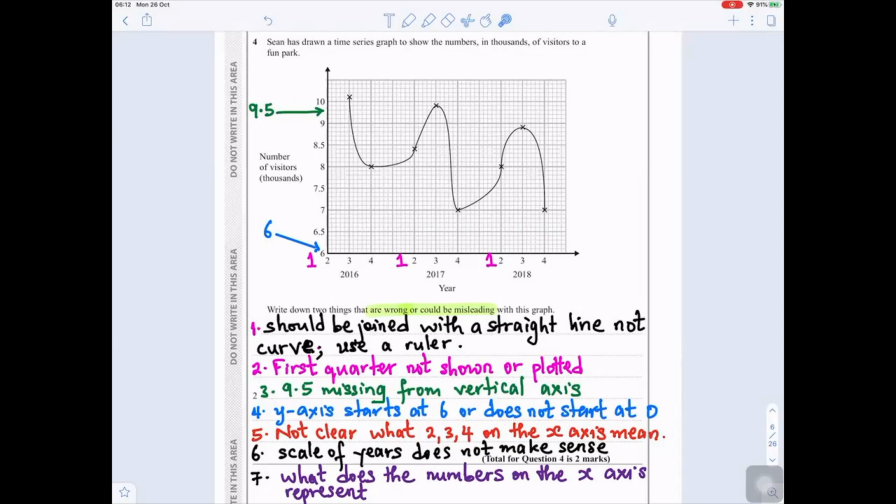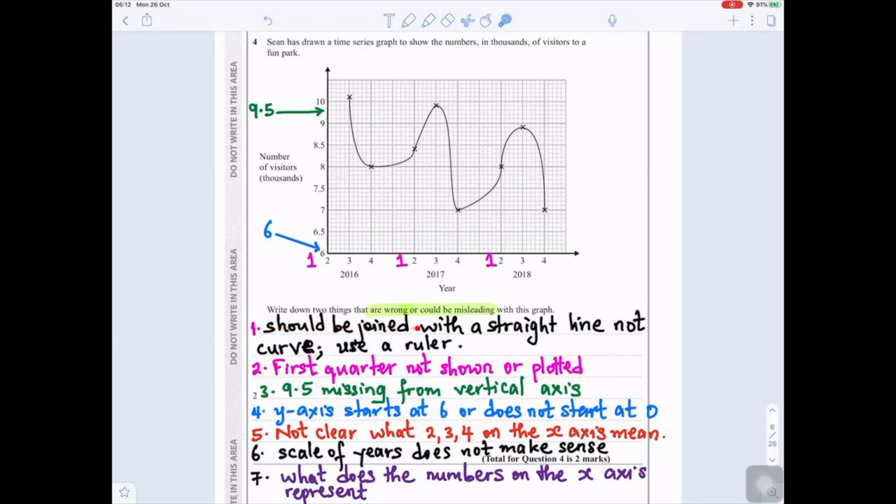So for the graph, we look at the x-axis, which is in years. We look at the y-axis, number of visitors in thousands. So we want to write 2 things that are misleading. I've put a few there, but you can just pick 2 of them. Let's look at one of the things.